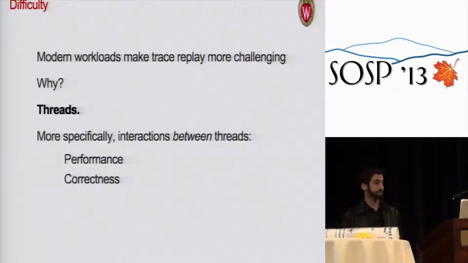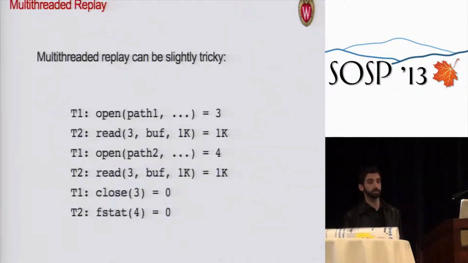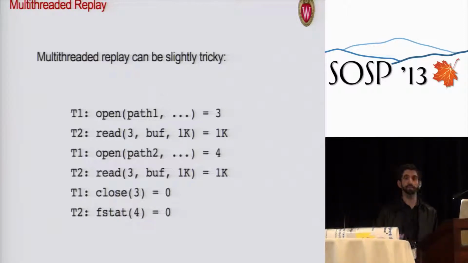For correctness, we can just look at an example. If you take this trace here, this is a fairly simple system call example trace. It's two threads, thread 1 and thread 2. We have thread 1 opening path 1 and path 2, providing file descriptors. Thread 2 reads from one of those file descriptors, then thread 1 closes file descriptor 3, and then we have an fstat of file descriptor 4. This sort of sharing of resources between threads is a common pattern in these sorts of applications.